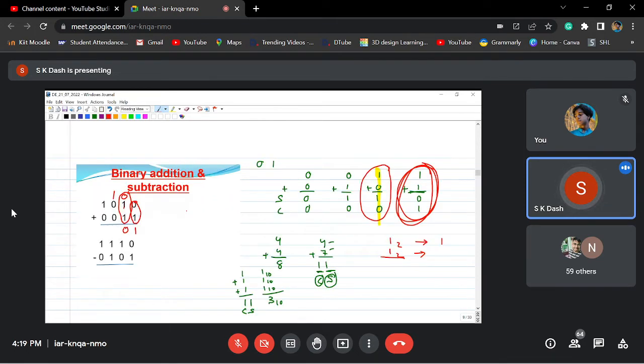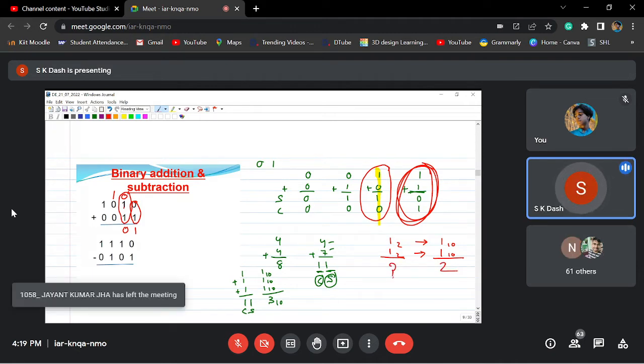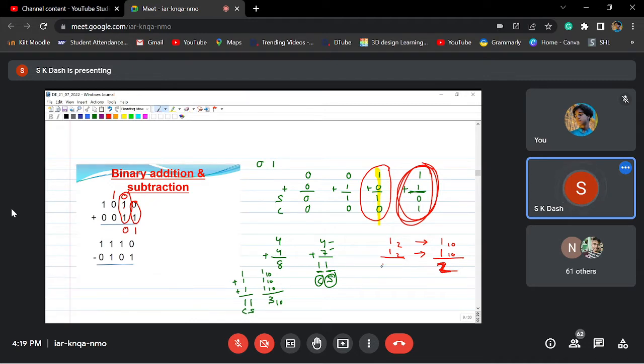So what will happen? This will be 1, this will be 1. Both are decimal. Decimal addition, we know how to add them. So if we add 1 with 1, this will be 2. So whatever is the result here, that means that has to be 2 in decimal. Okay. So what is the binary equivalent of 2? Binary equivalent of 2 is 1 0.